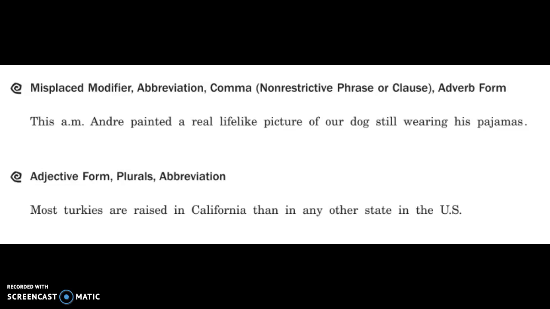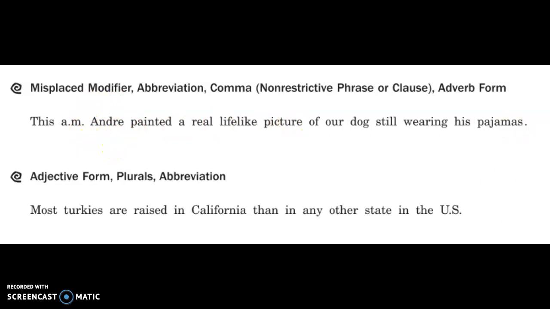So earlier, when we were taking notes, we talked about how some sentences will include a modifier, or a word or phrase that adds an extra description to a noun in the sentence. Now, we talked about how if we want our sentences to be as clear as possible, our modifiers should go next to the word that they logically describe. In this sentence, our modifier is still wearing his pajamas. Now, this phrase is right next to the noun dog. This makes it look like the dog is the one that's wearing the pajamas. Now, although this would be super cute, we know that logically the dog is not wearing the pajamas. Logically, we're talking about Andre.